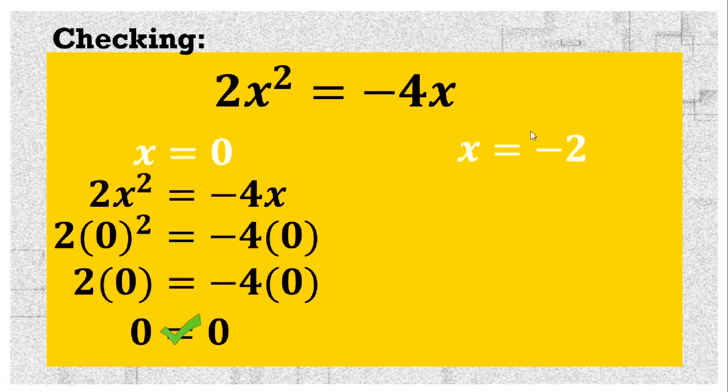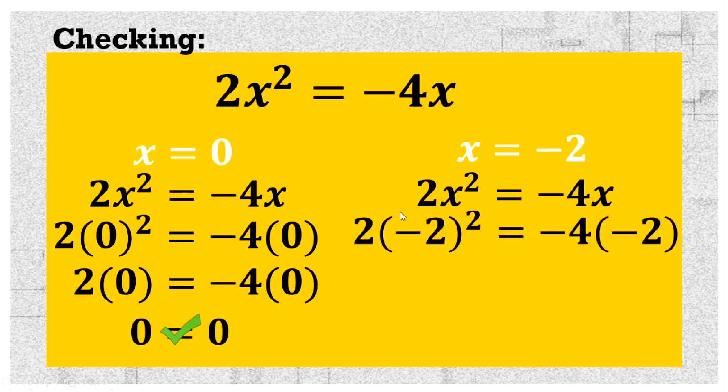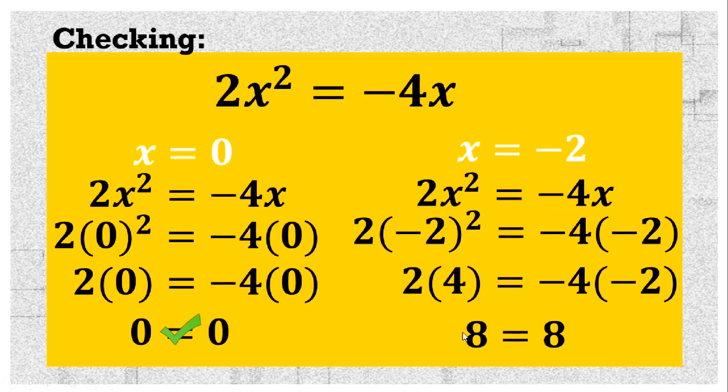Next, what if x is equal to negative 2? Again, substitution tayo. We have 2 times negative 2 squared is equal to negative 4 times negative 2. Negative 2 squared is 4. So, we have 2 times 4 is equal to negative 4 times negative 2. 2 times 4 is 8. And negative 4 times negative 2 is also 8. So, again, na-satisfy ni negative 2 yung equation natin.